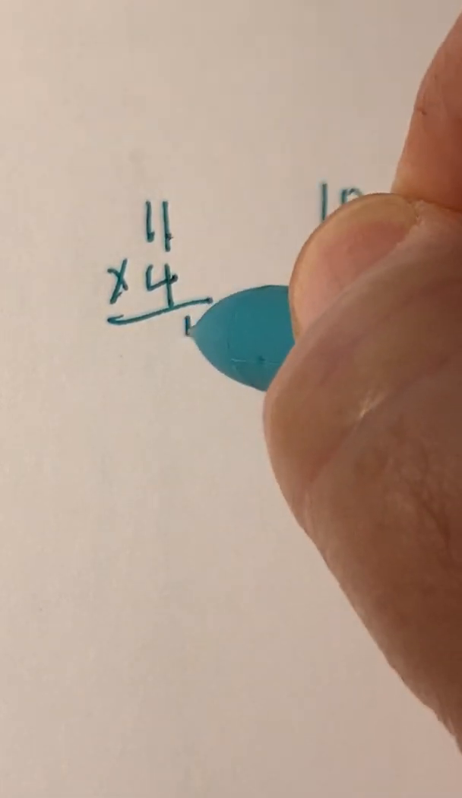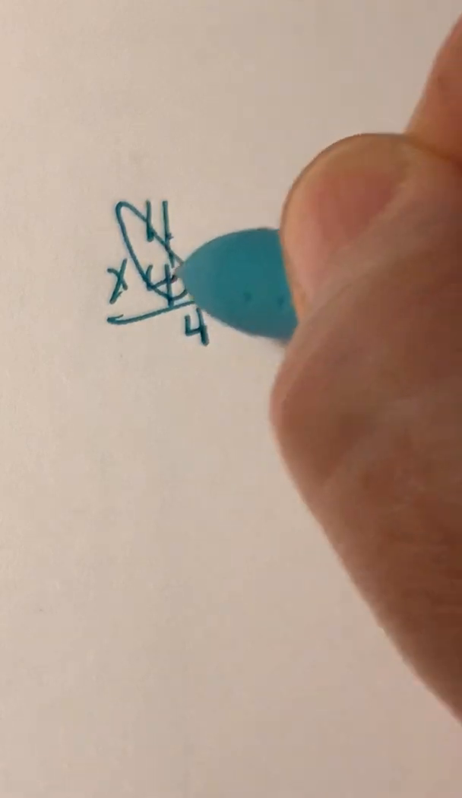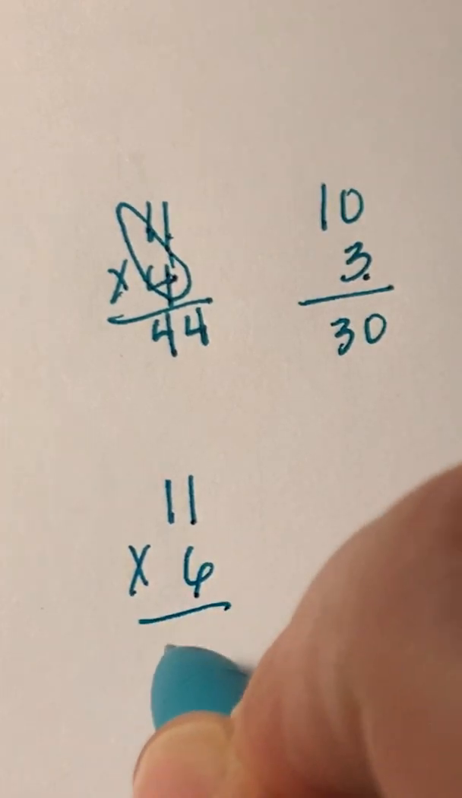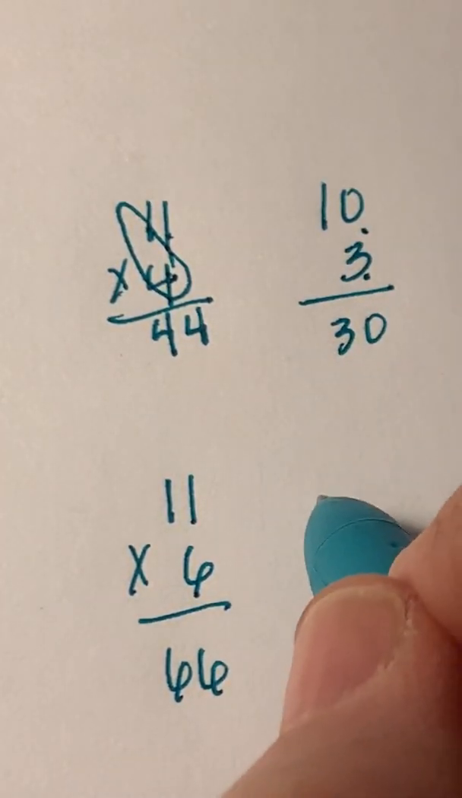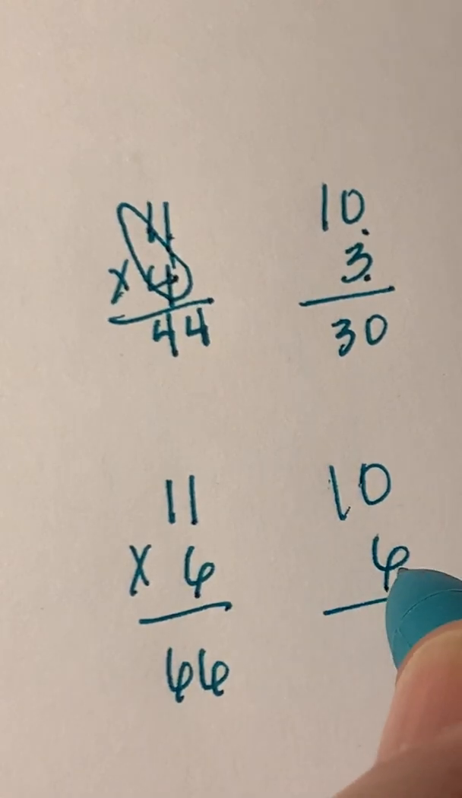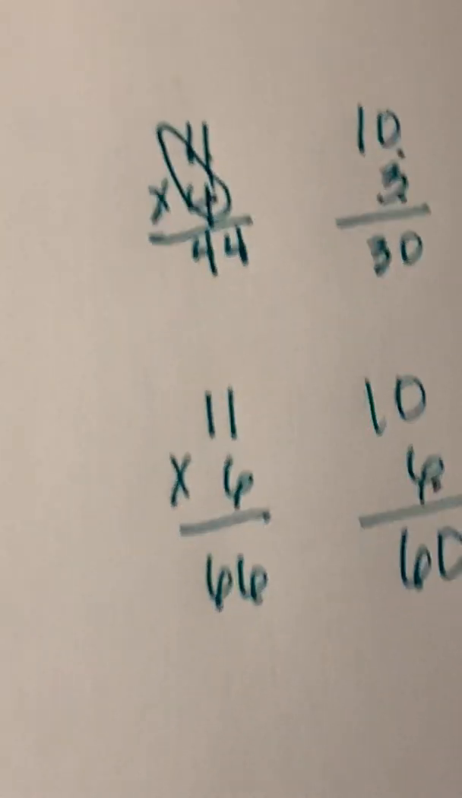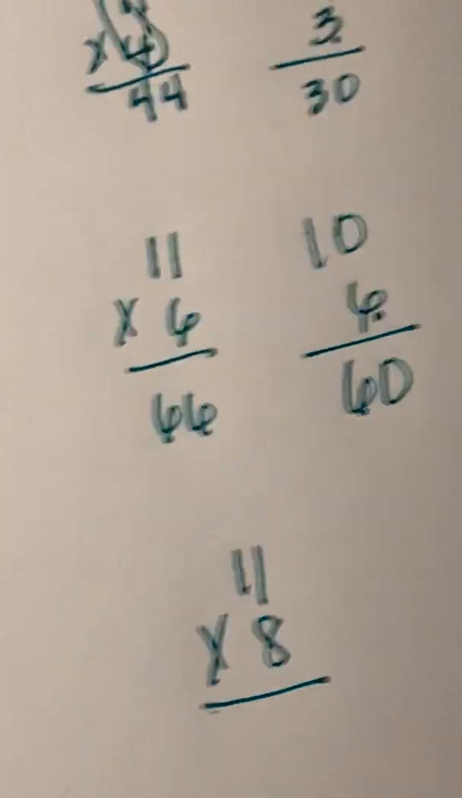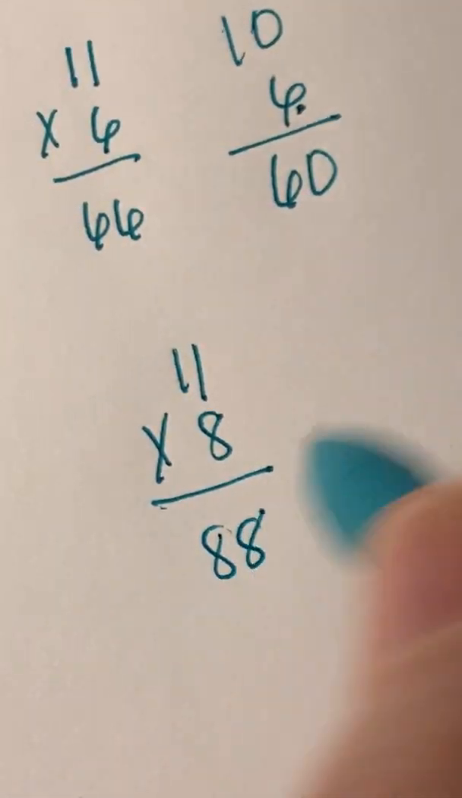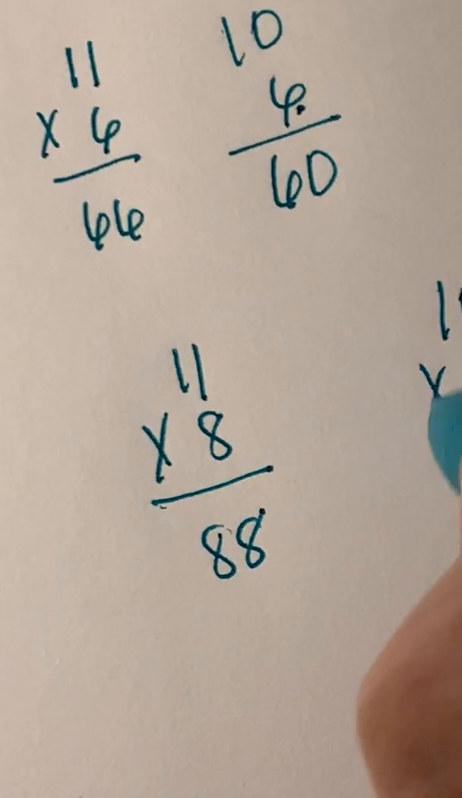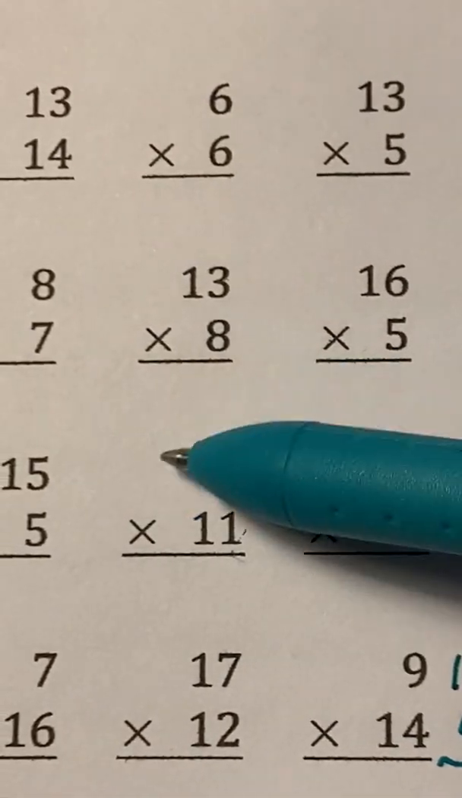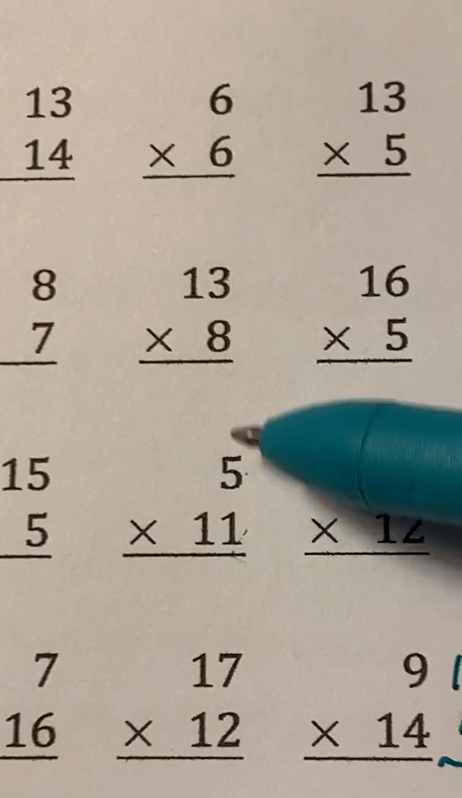Look, 4 times 1 is 4. And then I multiply this way, diagonal. 4 times 1 is 4. But that works for every number. 11 times 6, 66. And you know this rule, 10 times 6 is going to be this number plus a 0. 11 times 8, what do you think that would be? 88. 10 times 8 would be 80. So that's just a little hint. So anytime you see 11, you just know it's this number twice, 55.